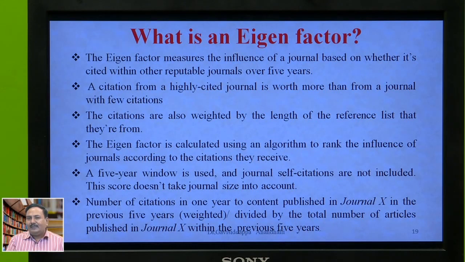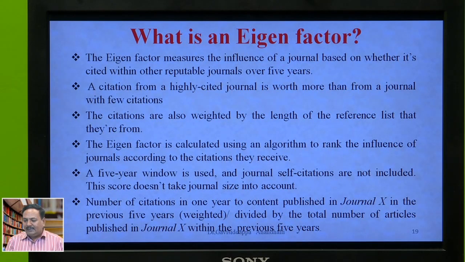These are some of the factors considered for the calculation of Eigenfactor. Number 1, it takes the range of 5 years of data. And this calculation for Eigenfactor won't consider self-citations. Self-cited references by the author are not included, and the size of the journal is not taken into account. Number of articles published is not taken into account. These are the things which are used for the calculation of Eigenfactor.